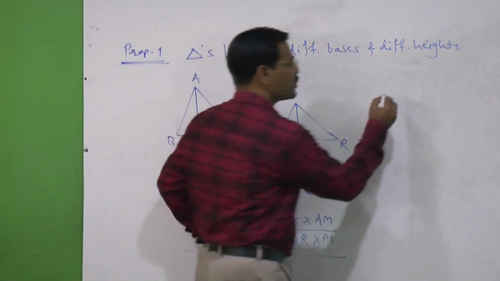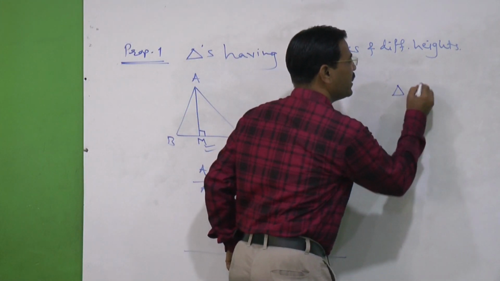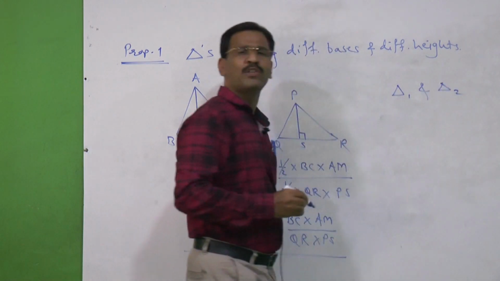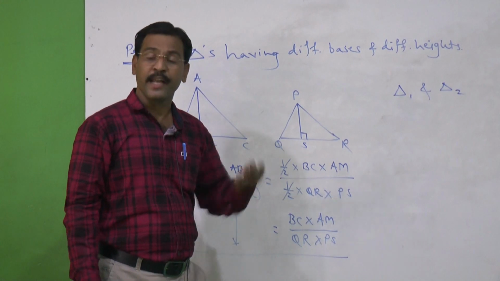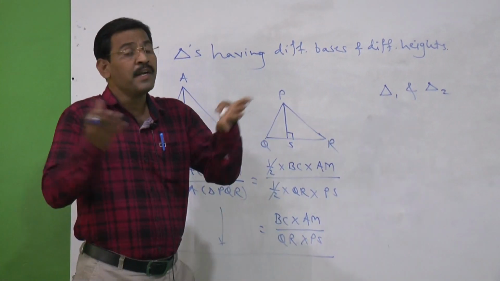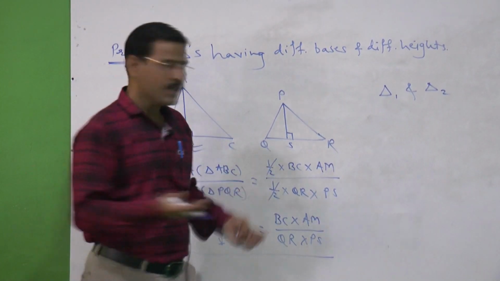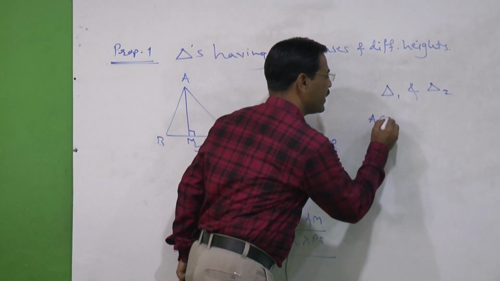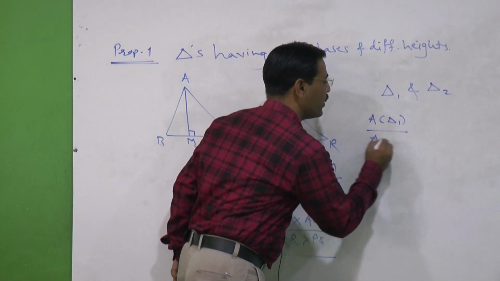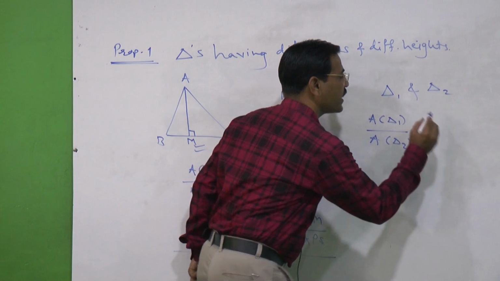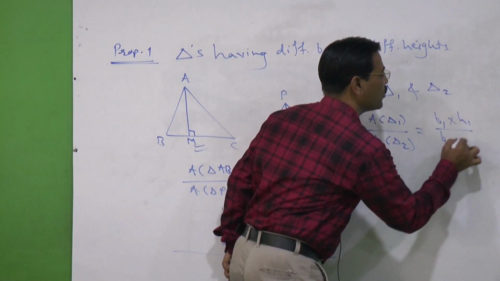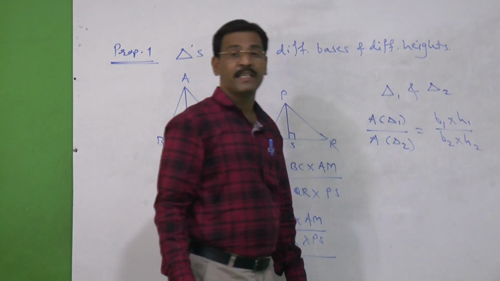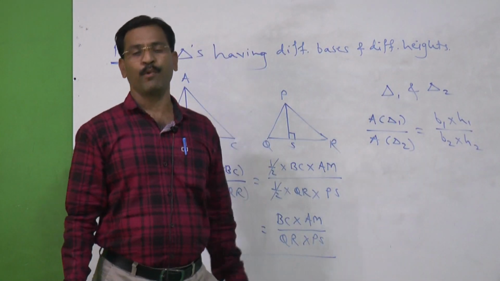Suppose here triangle 1 and triangle 2 are the two triangles, and now we are going to take the ratio of their areas, having different bases and different heights. So how can we take it? Area of triangle 1 upon area of triangle 2 is equal to B1 into H1 upon B2 into H2. This is a very important property.